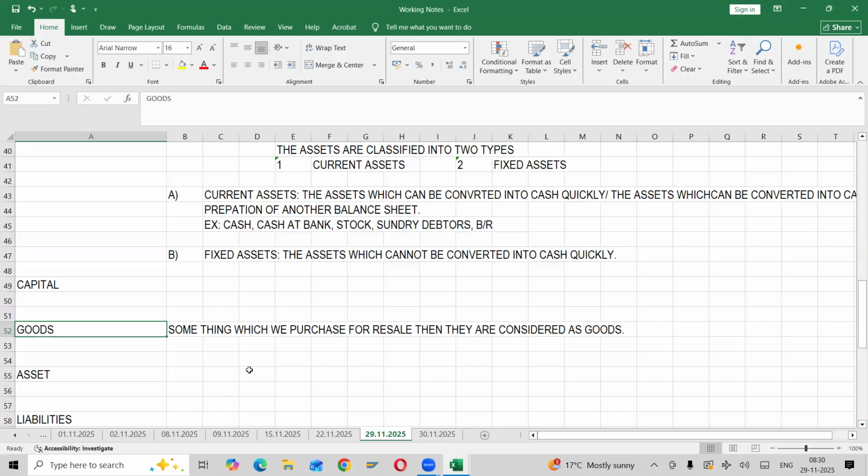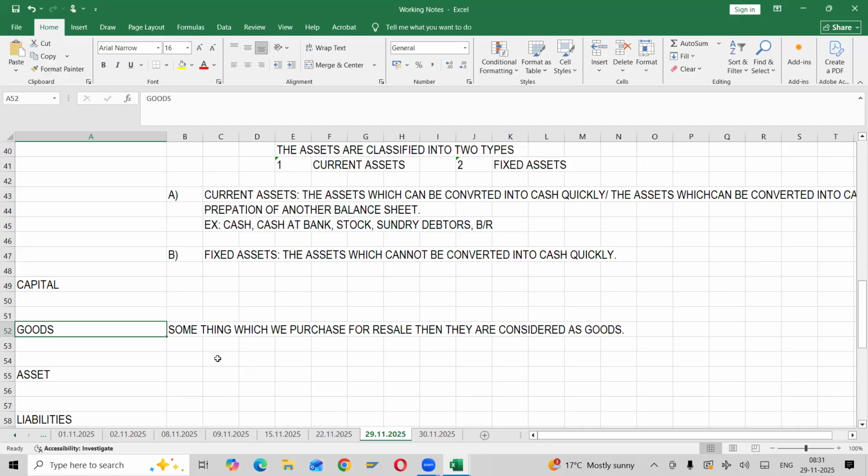So a furniture dealer purchased a laptop. Laptop for him, is it an asset or goods? It's an asset. Why? Because it's for personal use, not for resale. Correct. An electronic dealer purchased furniture. It's an asset, because his business is not that. For example, a real estate owner purchased land. It's goods. At the same time, a real estate owner purchased furniture. It's an asset. Now you got the point.